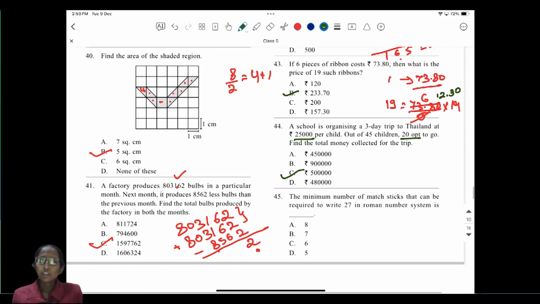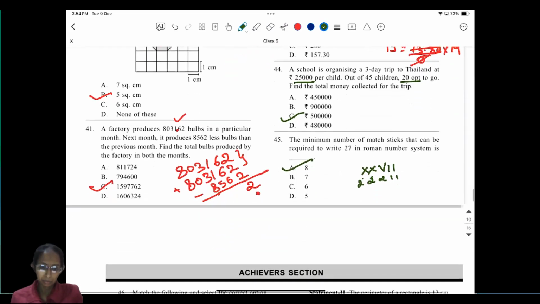Okay. Now, 45th question, the minimum number of matchsticks required to write 27 in the number system. How can we write this 27? This is 20 and then 7, 5, 6, 7. So how many matchsticks are required? 2 for writing 10, again 2, 2, 2, 4, 2, 6, 7 and 8. So we require minimum 8 matchsticks to write this number.